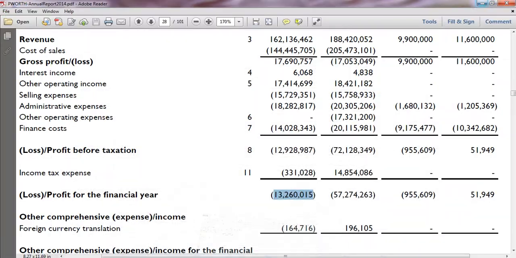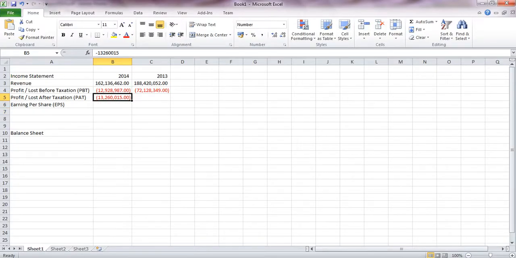Oh, sorry, I shouldn't copy that one. That one I will remove later on. So it's not this one, basically this one.